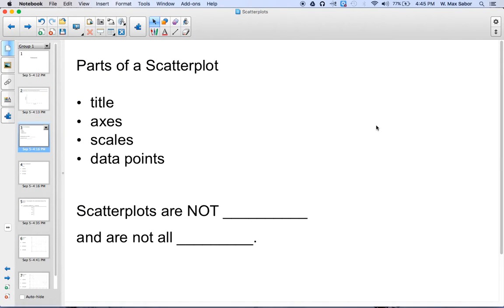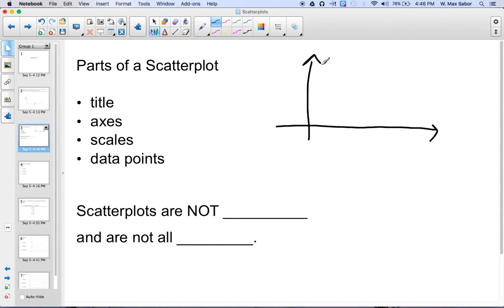So the parts of a scatter plot that we look for are the title. You should be naming scatter plots something that means something in the real world. Axes, so you're going to have your X and Y axis, and you're going to want to label on that axis, okay, this is representing time, and this is going to represent distance.